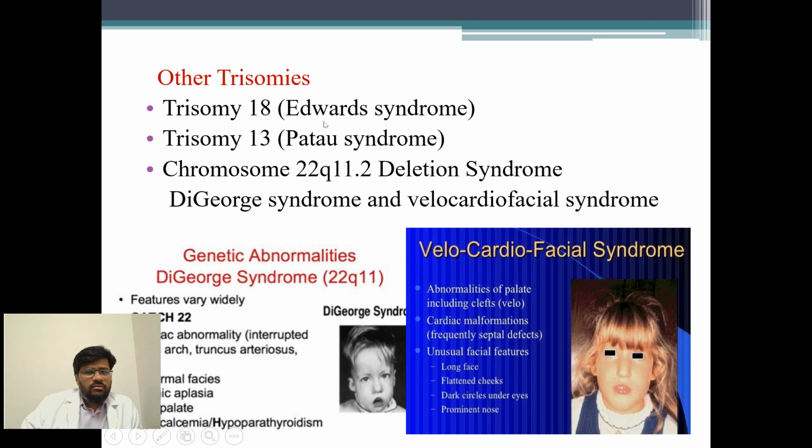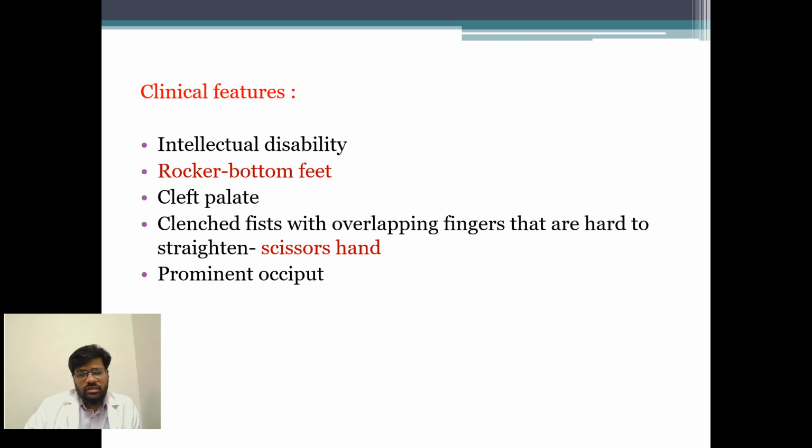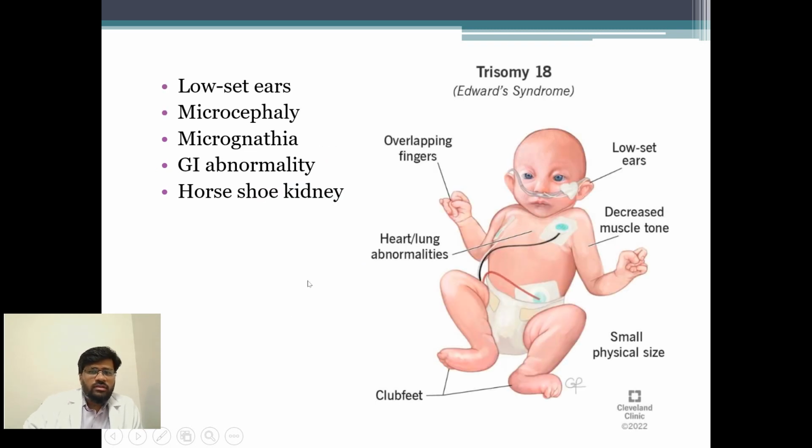And we'll discuss Edwards and Patau syndrome. In Edwards, they have intellectual disability, and they have something called rocker bottom feet, which we'll see in a bit. Then they have cleft palate, clenched fists, and their fingers are so long and overlapping that it looks like scissor hands. They have a prominent occiput. These are the features of trisomy 18. They also have low set ears, microcephaly, small heads, micrognathia, and the lower jaw will be less prominent compared to normal. GI abnormalities, and they might have a horseshoe shaped kidney.